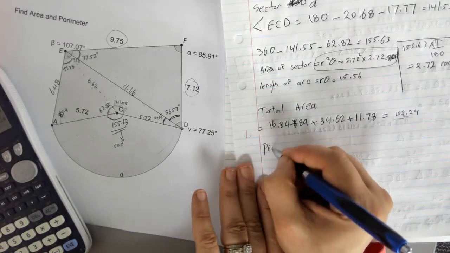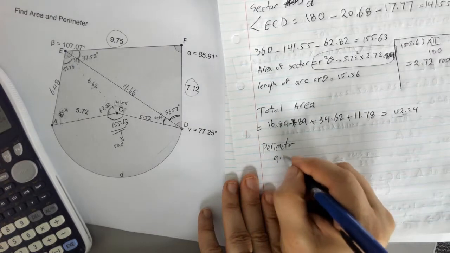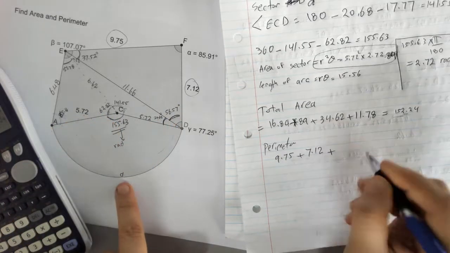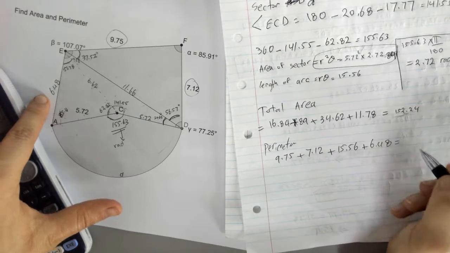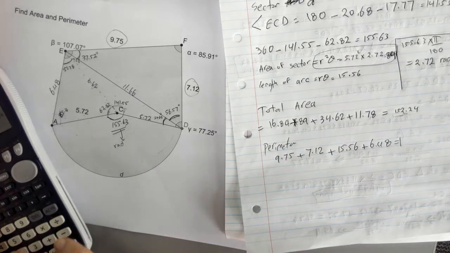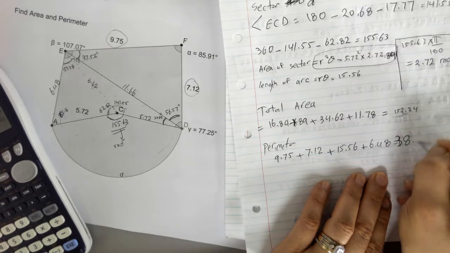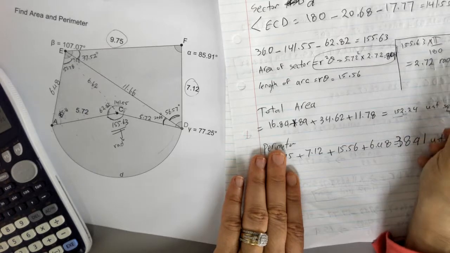And then the perimeter will be only the outside, so I will need 9.75, this length here, plus 7.12, this one here, plus the arc length, which is 15.56, plus 6.48, and then add everything together. And that gives me 38.91 units, and the area is in units squared.